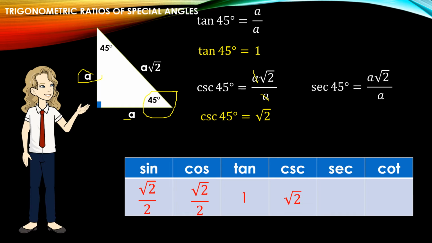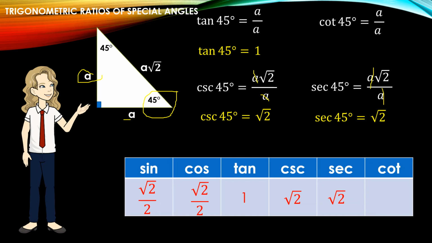Secant 45 is the hypotenuse over the adjacent. So, A square root of 2 over A. We need to cancel the A. So, the answer for secant 45 degrees is equal to square root of 2. Okay, cosecant and secant are the same.